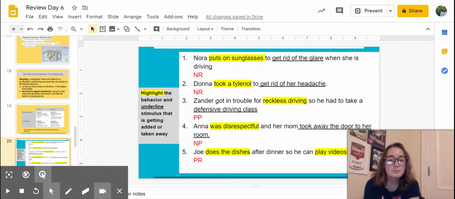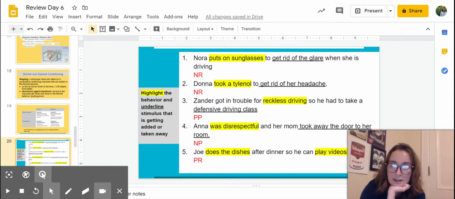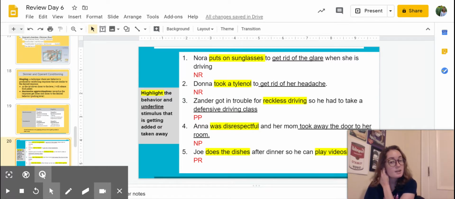So Nora puts on sunglasses to get rid of the glare when she's driving. So I first identify the behavior is putting on sunglasses. That's what she's doing. Behavior is just what you're actively doing. And okay, so what's the thing that's getting added or taken away as a result? Well, it's getting rid of the glare. It's taking away. And is this something that's going to encourage her to do the behavior again, or something that's going to deter her from doing it?